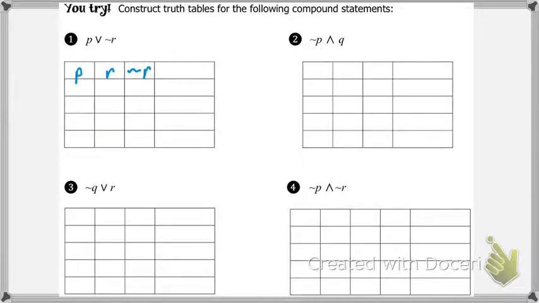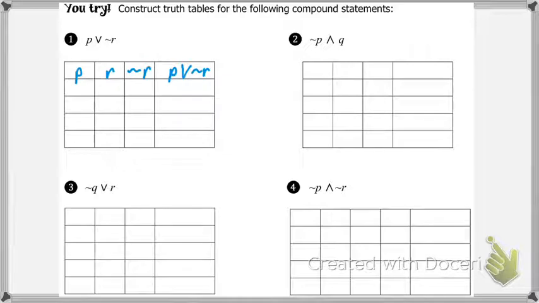And what's going to go last in my last column? The whole thing, the compound statement, the disjunction: P or not R. Now we're going to start to see, hopefully, why these truth tables are actually helpful for us when we get to the last column.